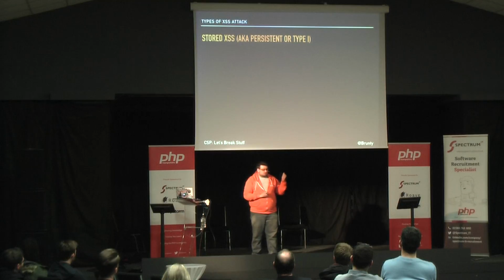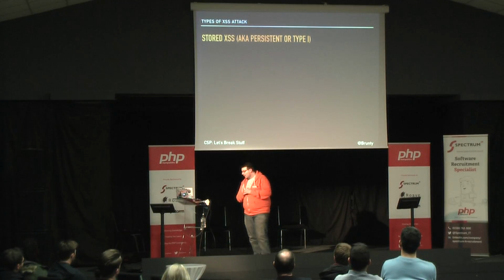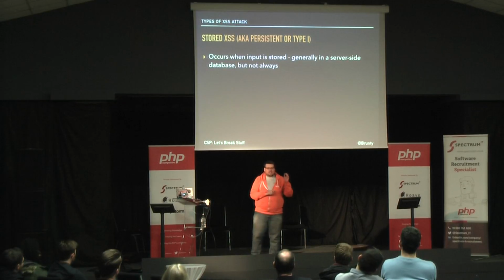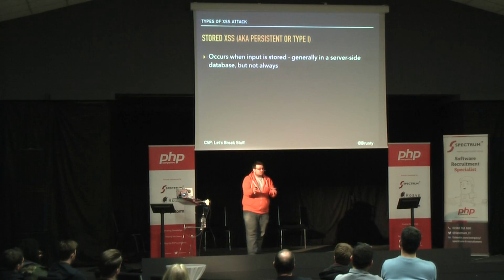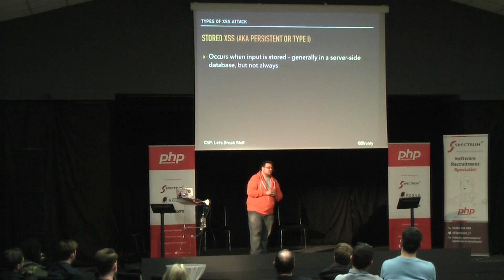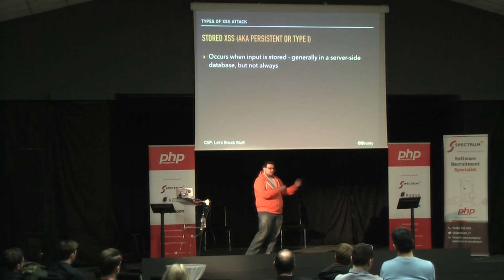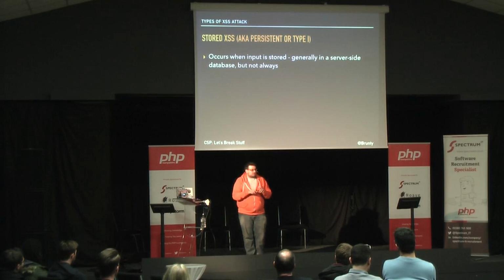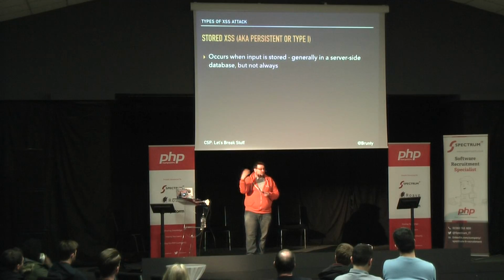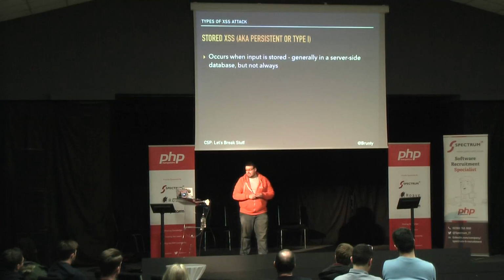So the first type is called stored XSS. So it's persistent, it's type 1. It happens when data is stored somewhere, usually on the server in a database. So you've got an input field that takes a Facebook status update, and you go and store that in your database somewhere. Obviously that Facebook update is then displayed on other people's pages. You go and type in a script that's then stored on the database. Everyone who loads that status on their timeline would be affected by that if there was a vulnerability.